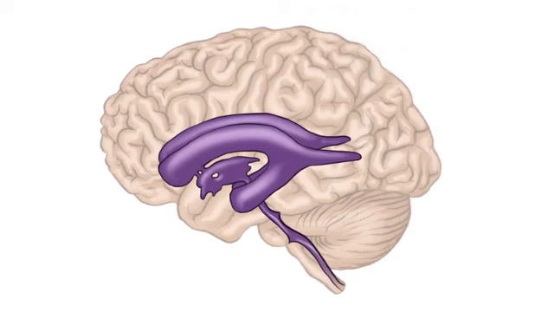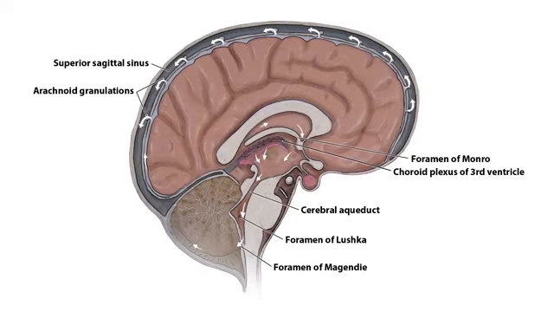There are two lateral ventricles, which are connected to the third ventricle, and that empties into the cerebral aqueduct and eventually to the fourth ventricle, which continues as the central canal of the spinal cord. So where does CSF come from? Well, it comes from the choroid plexus, which lines the ventricles.